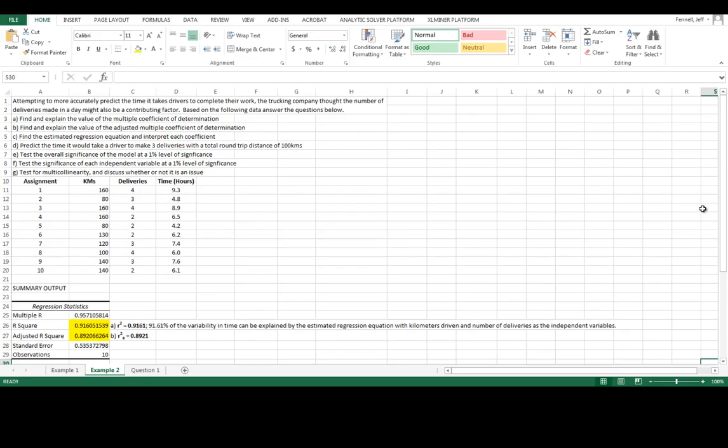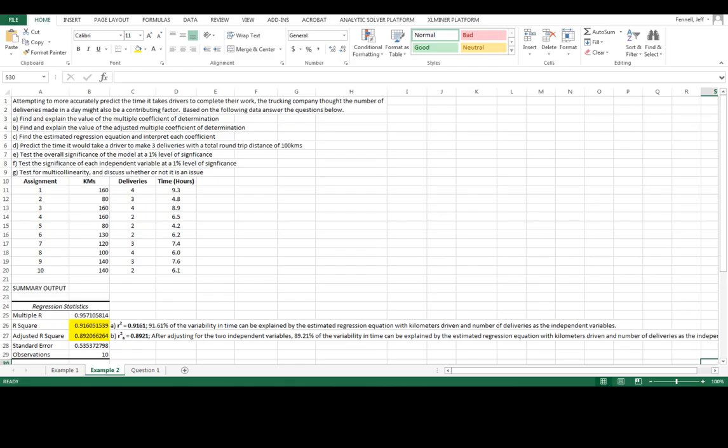And as we said, the interpretation is very similar. The only difference is this value takes into account how many independent variables there are. So we simply add a little extra to our interpretation and say that after we've adjusted for the two independent variables, now 89.21% of the variability in time can be explained by the estimated regression equation with kilometers driven and number of deliveries as the independent variables.